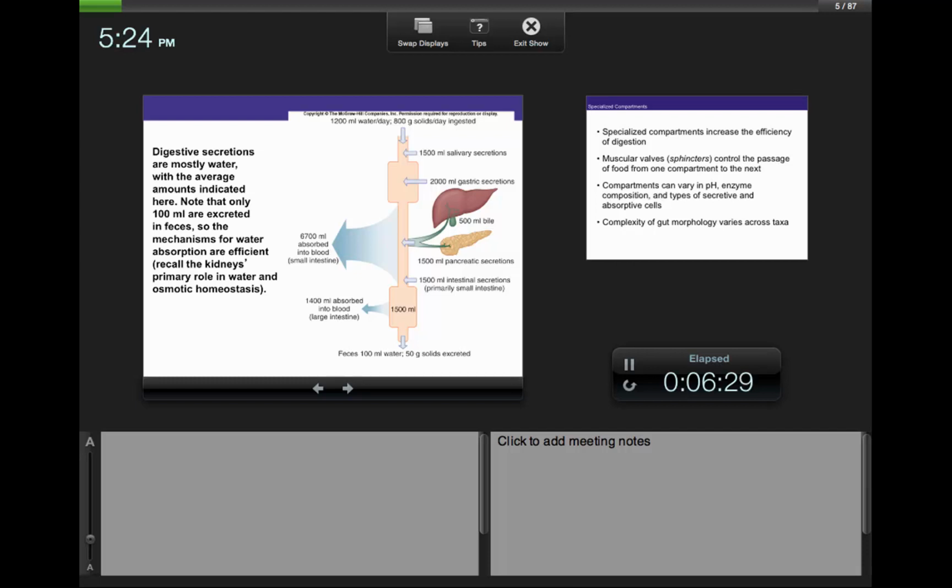That's why with oral rehydration therapy, you need to include electrolytes like sodium and glucose to be able to rehydrate someone. You can't just give them pure water. They won't absorb it. A lot of it will just run right through them. So anyway, you can look this over. You don't need to know specific amounts that are coming from the salivary secretions.